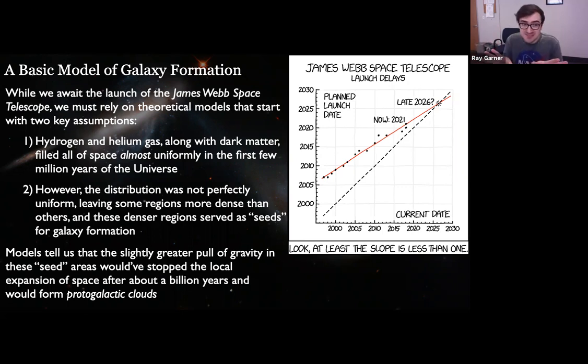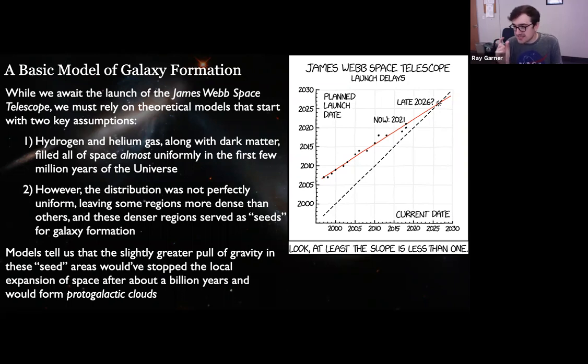So without the data from the James Webb Space Telescope, which can see even further into the past than the Hubble Space Telescope, we'll have to rely on some theoretical models. And those models all start with the same 2 key assumptions. First one is that hydrogen and helium gas, along with a lot of dark matter, filled all of space almost uniformly in the first few million years of the universe.